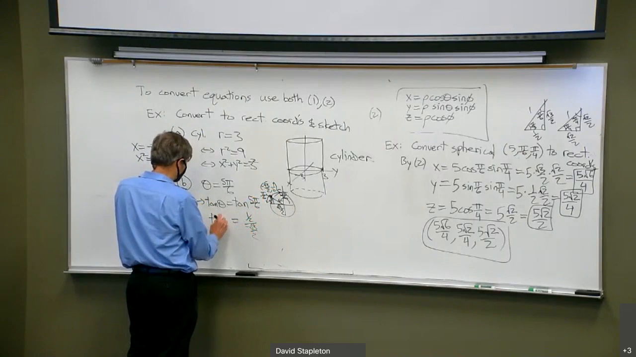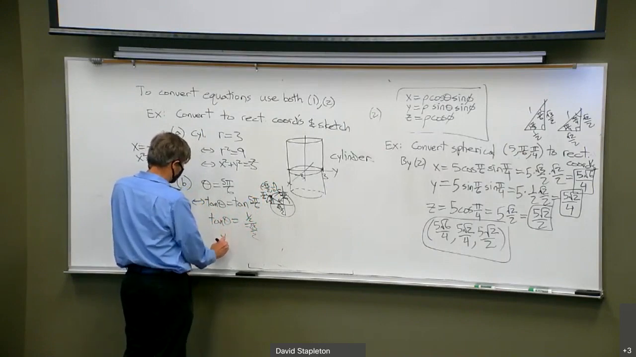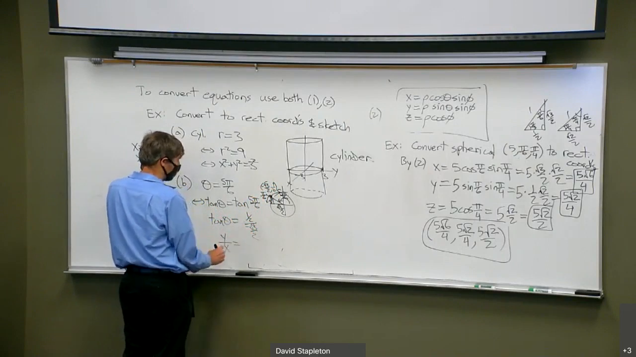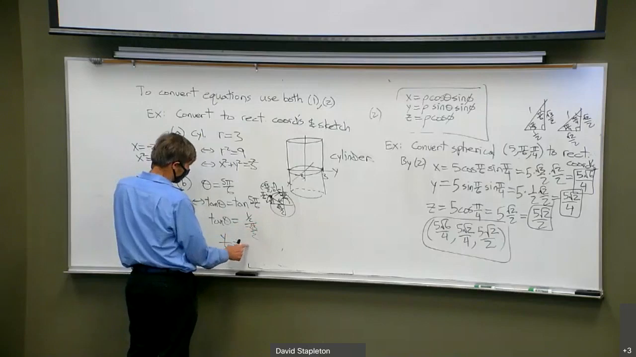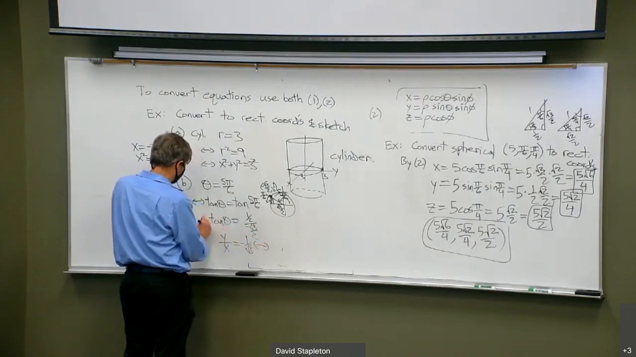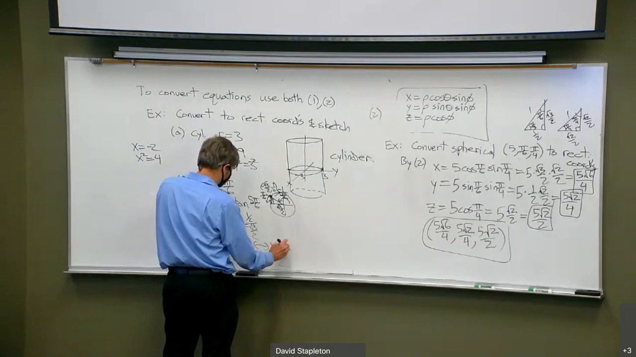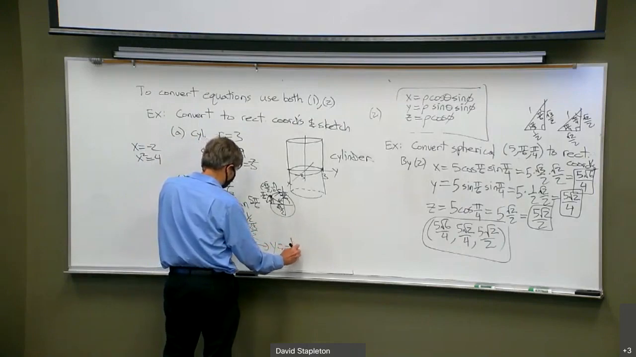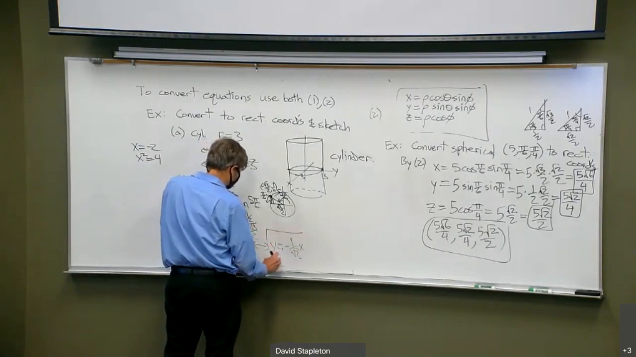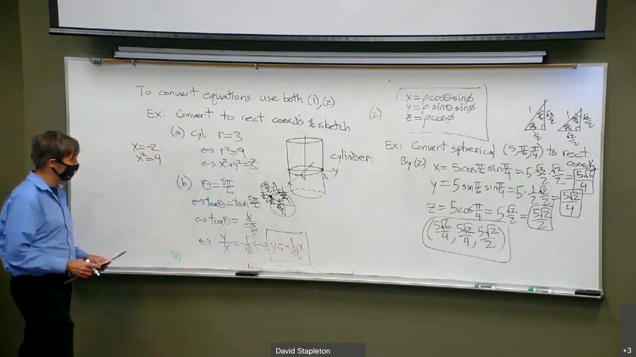The tangent theta is y over x by the conversion equations. So y over x equals minus 1 over square root 3. Now, multiply by x, and you've got y equals minus 1 over square root 3 times x. When you can do these exactly, I don't want you to leave it as tangent 5 pi over 6. Write it as minus 1 over square root 3.